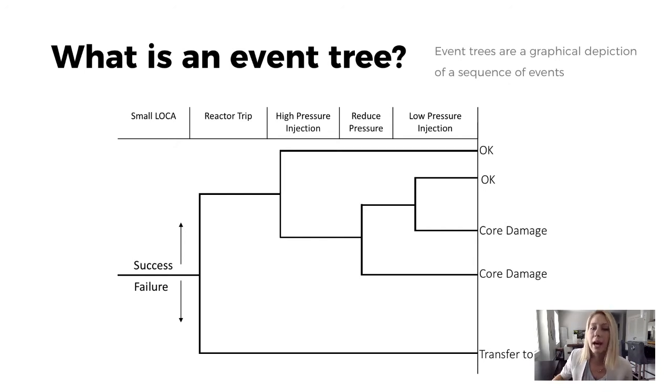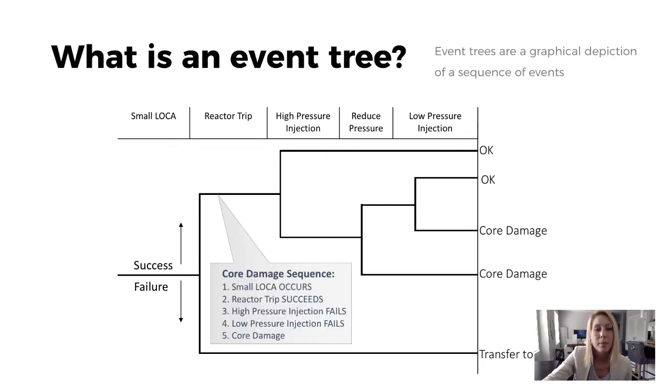So after a LOCA happens, the reactor should automatically trip. And this basically drops the control rods into the core to retard the fission process. And if the event is successful, then you're going to follow the path on the top. And if it's not successful, you're going to follow the path on the bottom. So for this case, let's assume that following the LOCA, the reactor trip is successful.